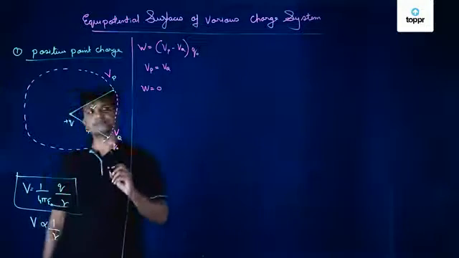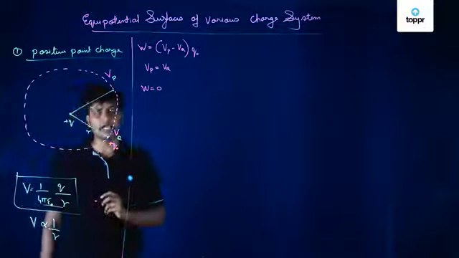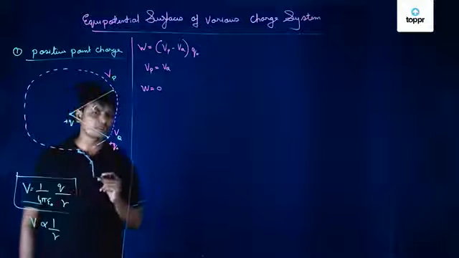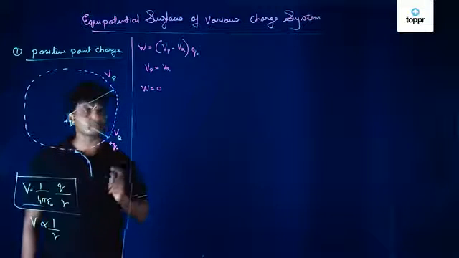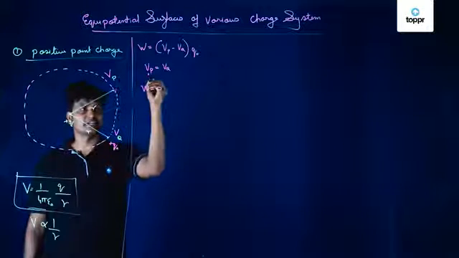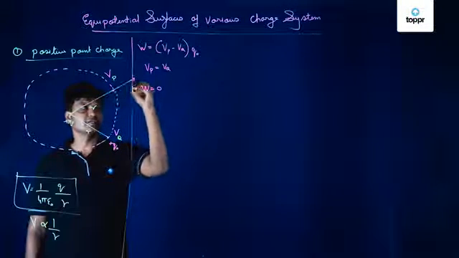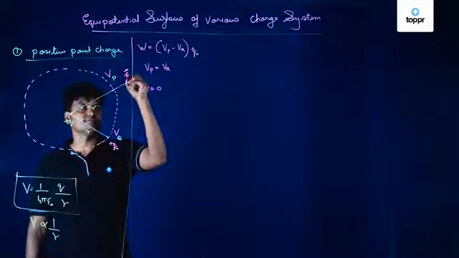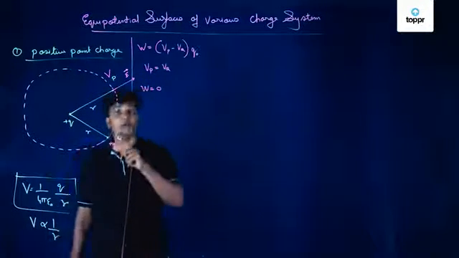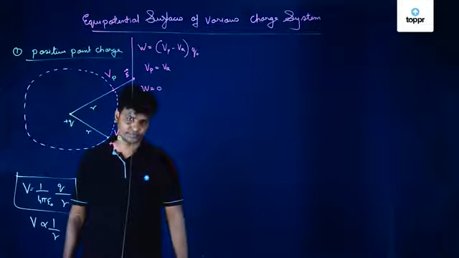Let's say at this point P, can you tell me the direction of the electric field? To find the direction of the electric field at point P, I place a test charge over here. Will this positive test charge get repelled? In which direction? In this direction. So the direction of the electric field is in this direction. Is it passing normally to the surface? Yes, it is passing normally to the surface.